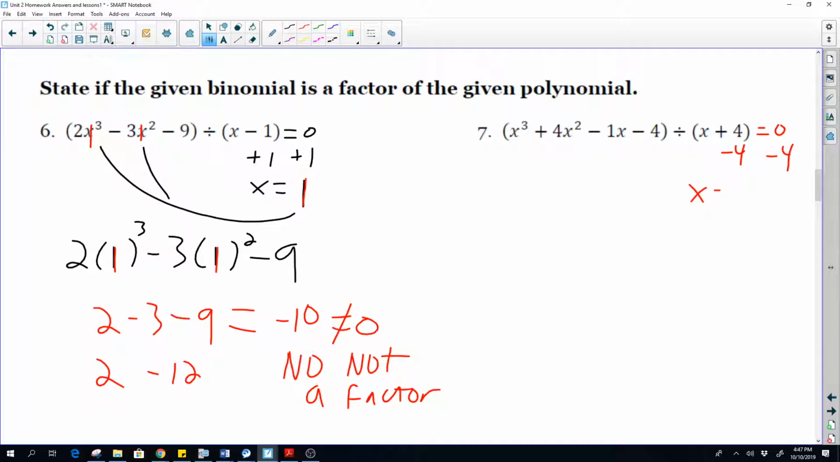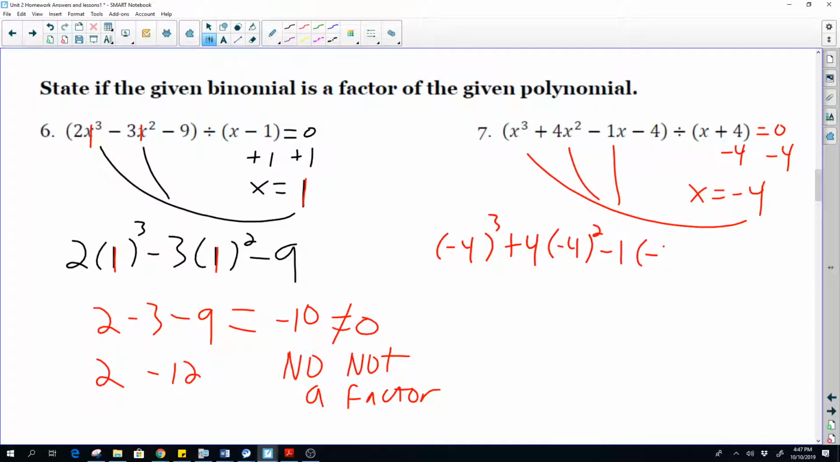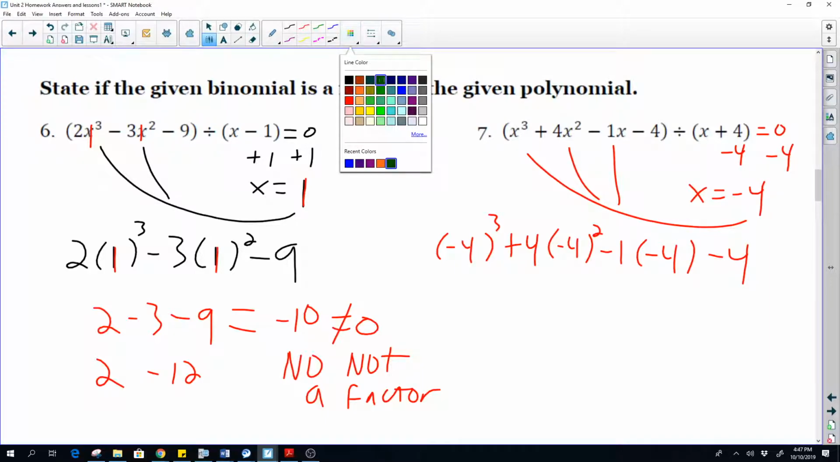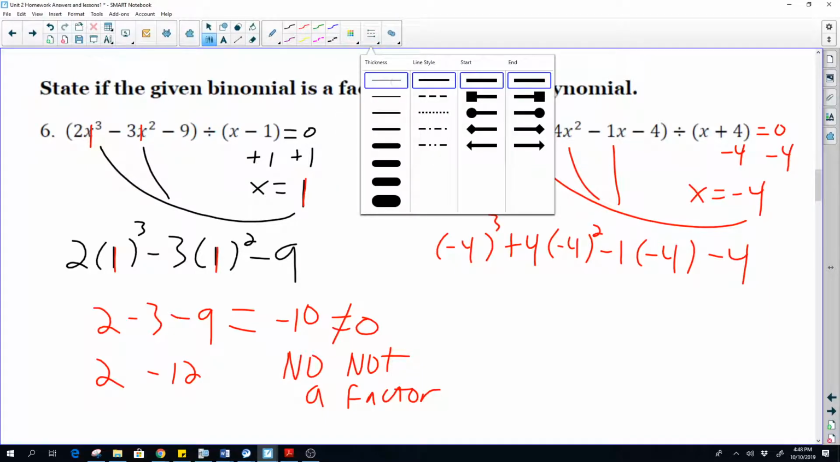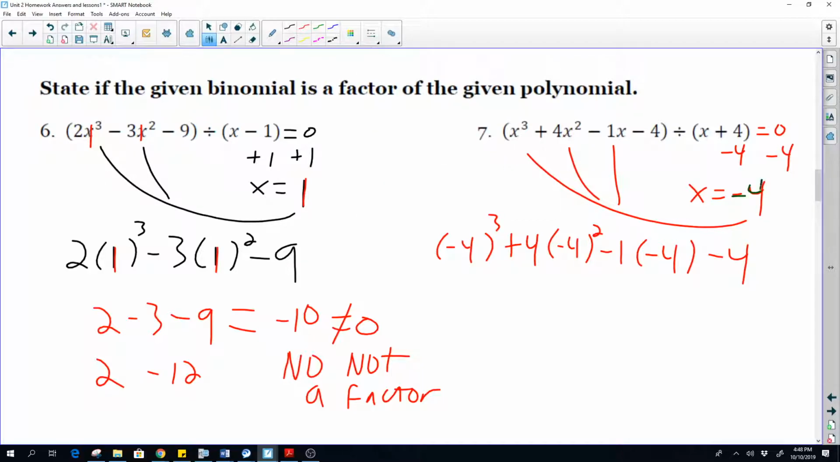So not a positive 4, but we are going to be using a negative 4. And we're going to plug it in wherever we see an x. So we're going to have negative 4 to the third power plus 4 times negative 4 all squared minus 1 times negative 4 minus 4. So many minus 4s there. This time using green to distinguish where we plugged in a negative 4 into our equation, which is right here and here and here.